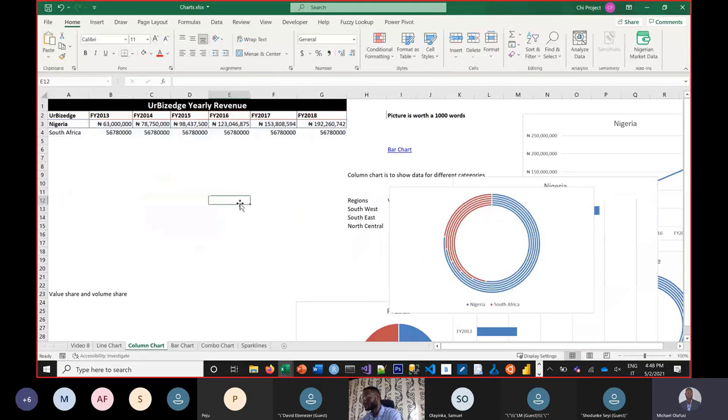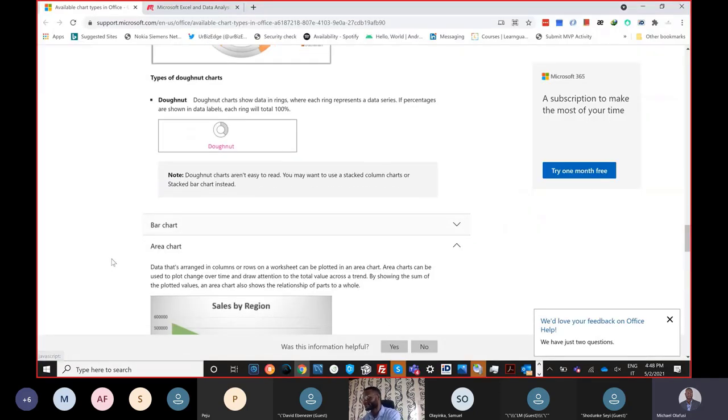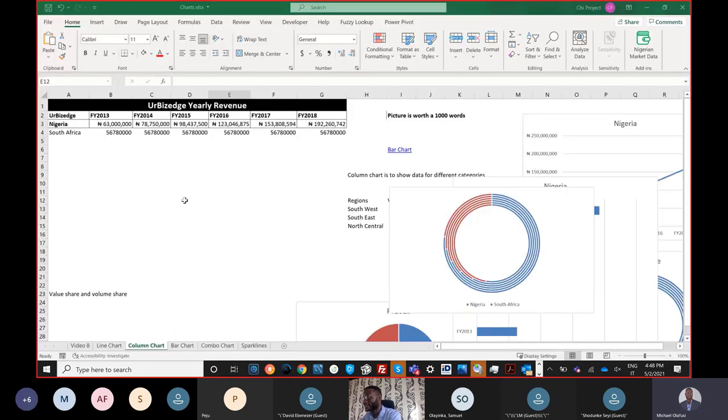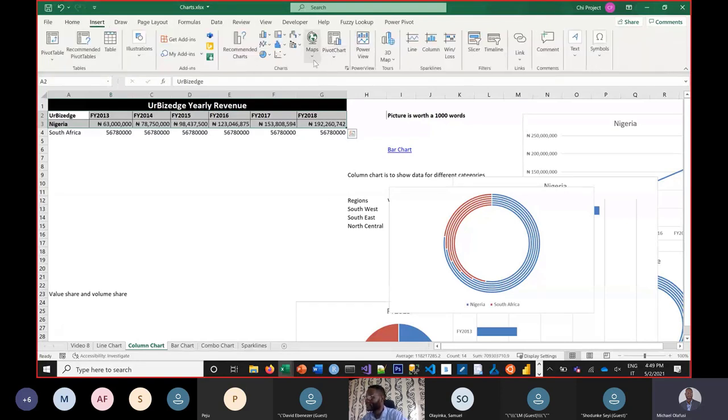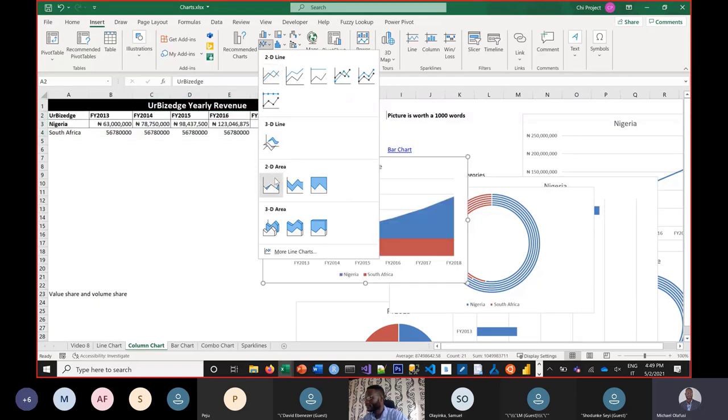Okay, so I move on to area chart. Area. So area chart is like line chart. When I say it's like line chart, in definition, it's like line chart, and in value, it's like line chart. It's like a line chart with the bottom part shaded. So area chart, if I go to line, then this is area chart.